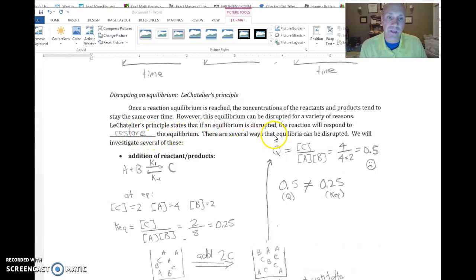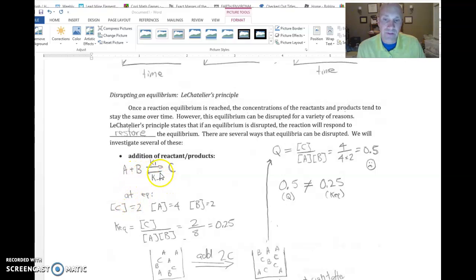There are several ways that the equilibrium can be disrupted. We're going to talk about a couple of different ways that this can occur. The first way is the addition of reactants or products. This is probably the simplest way to understand Le Chatelier's principle.